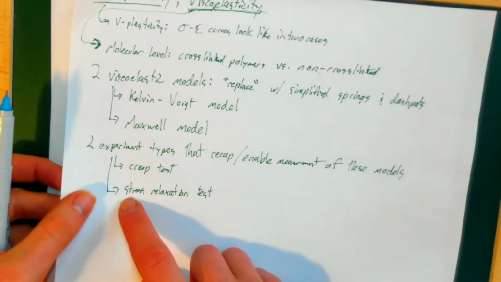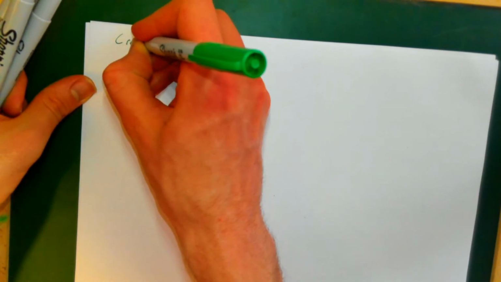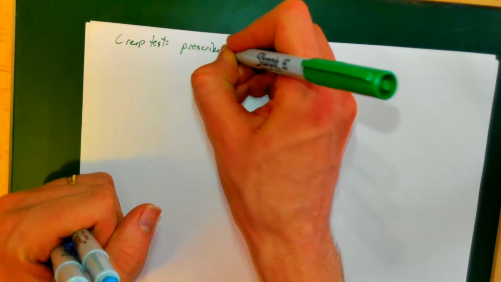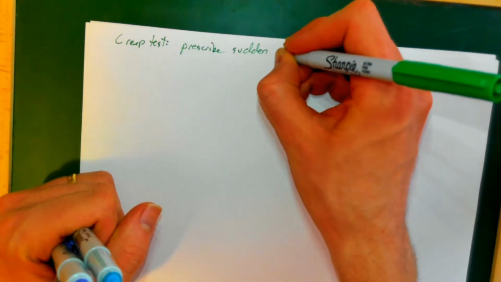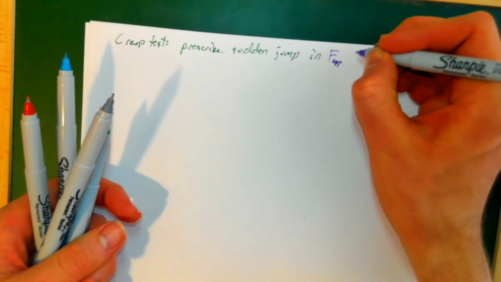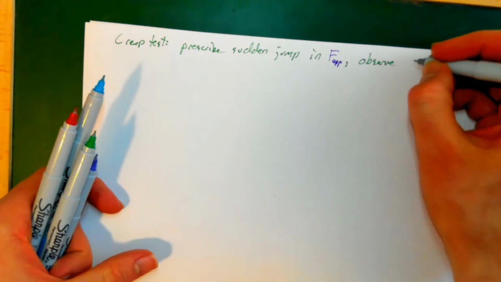Now, one last thing I wanted to talk about is an alternative way to gather parameters to the creep test, which is essentially the stress relaxation test. So creep was basically prescribing a sudden jump in your force and then observing displacement versus time.